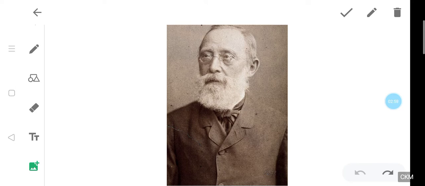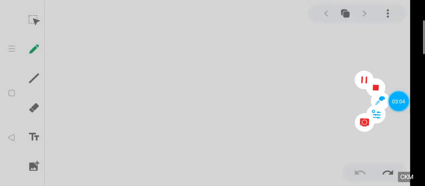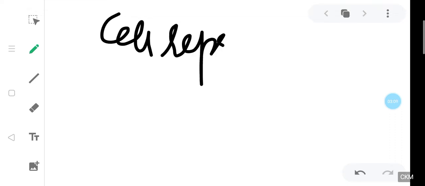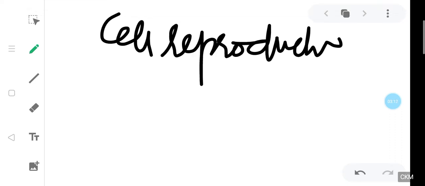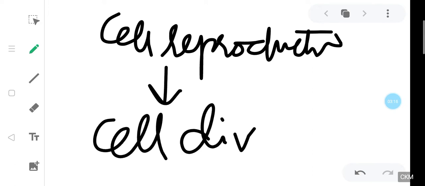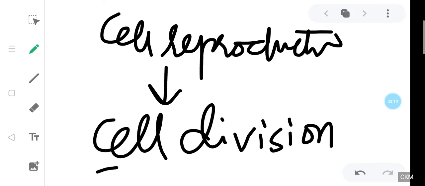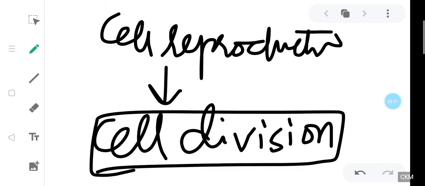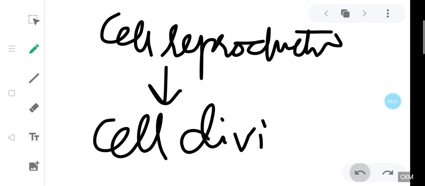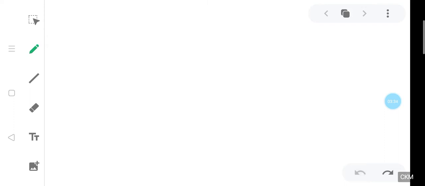So, we are going to learn about the cell. Well, students, basically cell reproduction is known as cell division. And for cell division, we have to learn about the chromosome. So let's see what the structure of the chromosome is.